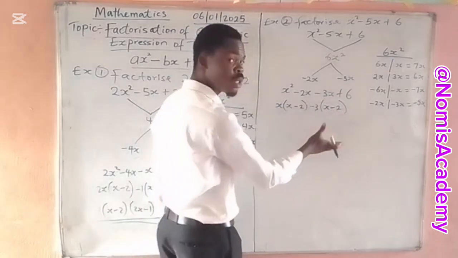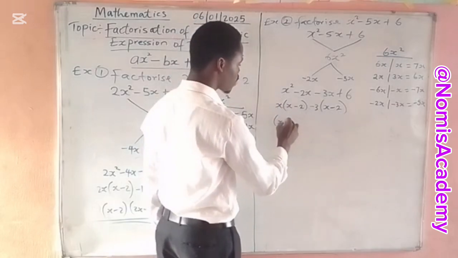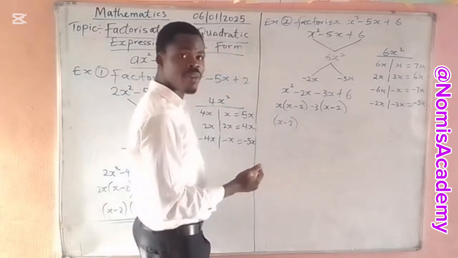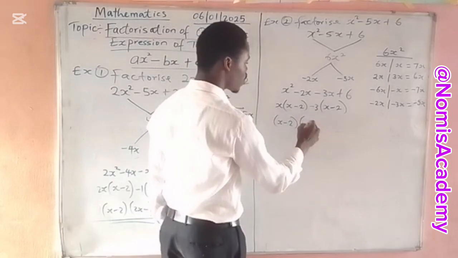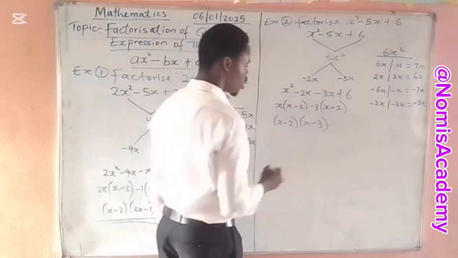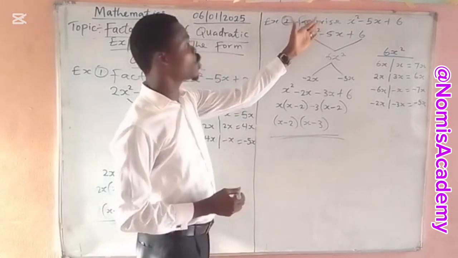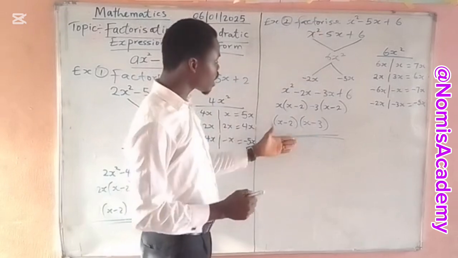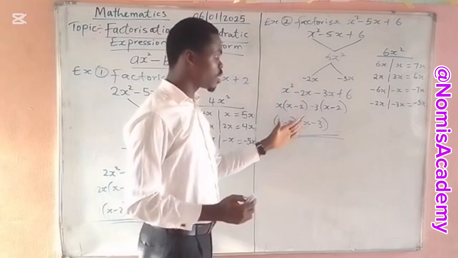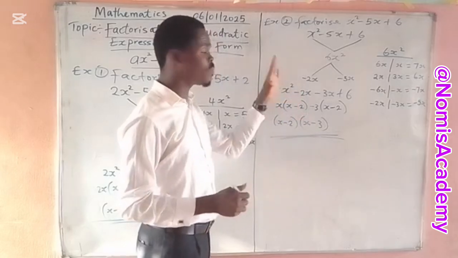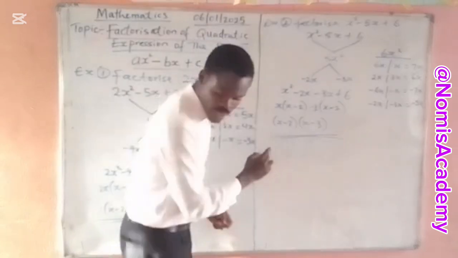They are both common. So we are going to pick one of them, and that is x minus 2. And then what do we have outside the bracket? We have x and minus 3 enclosed in another bracket, x minus 3. So this is the solution of the quadratic expression. And remember what I said? I said the solution is always a product of two linear factors. I would like you to take this as your assignment.